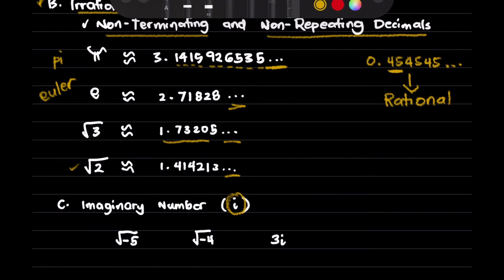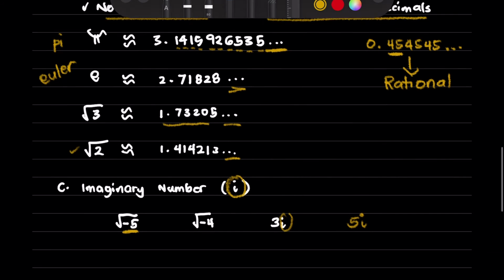Example ng mga imaginary numbers, ito yon. We have the square root of negative 5. So, yung radical mo is negative. Kapag square root yan, magiging imaginary numbers sila. Okay? So, another example is we have the square root of negative 4. So, this is also an imaginary number. And we also have 3i. So, i is an imaginary number. Okay, another example is 5i. So, imaginary number din siya.